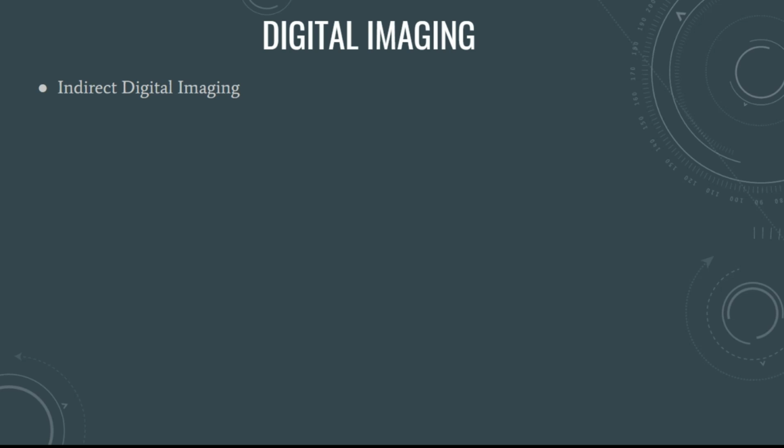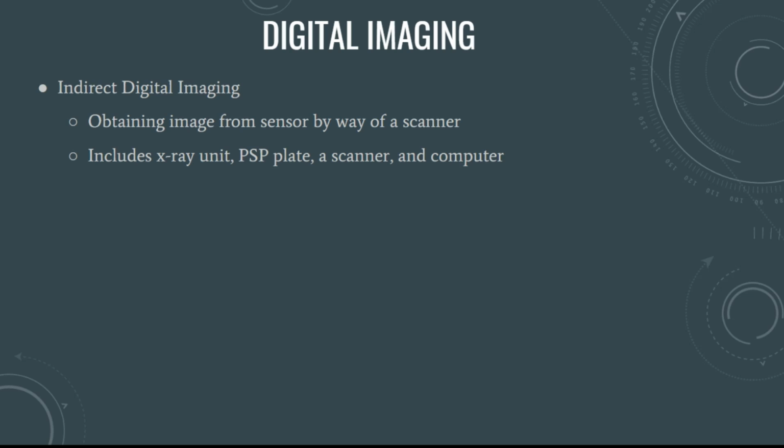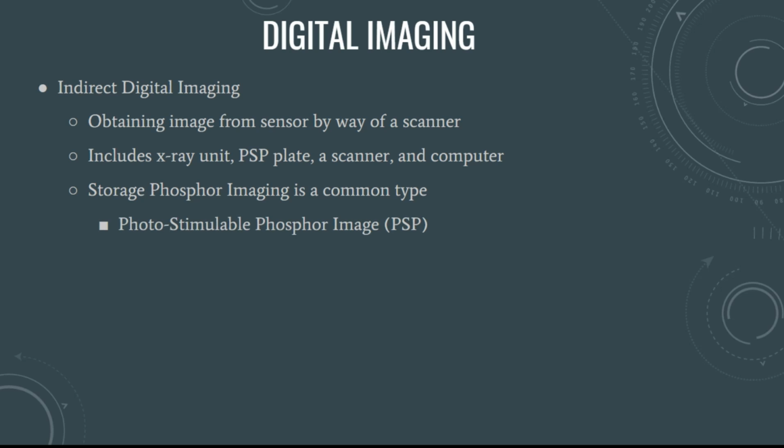And the second type is called indirect digital imaging, and it involves a few more steps. So we are going to obtain the image from a sensor by way of a scanner. So we need an X-ray unit, a PSP plate, a scanner, and a computer. A common type is called storage phosphor imaging, so the phosphor plate, and it uses a photostimulable phosphor image, so PSP for short.